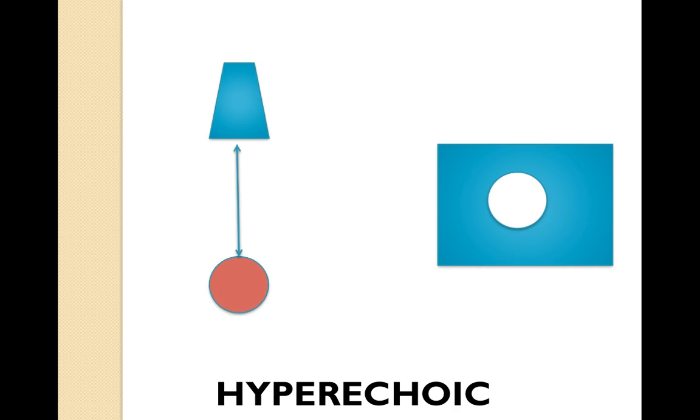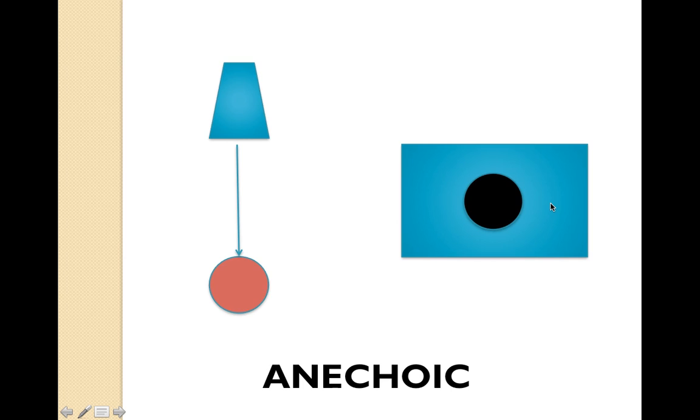Here you can see hyperechoic. What is hyperechoic? When the ultrasound wave is sent to the tissue, it will be reflected back to the ultrasound probe. So this will be hyperechoic and it will look bright white on the ultrasound screen. But when you are scanning tissue with fluids like vessels, artery or vein, what will happen? It won't reflect any ultrasound wave, so it will look dark or black on the ultrasound machine. So this is anechoic.